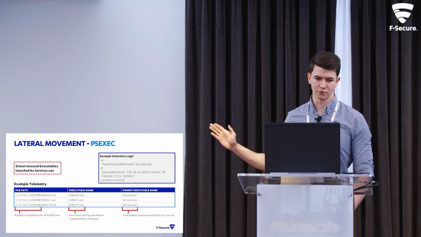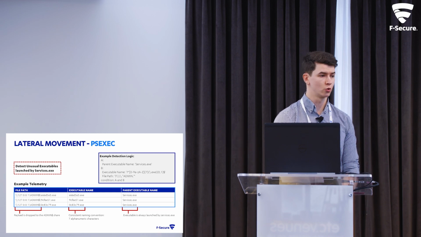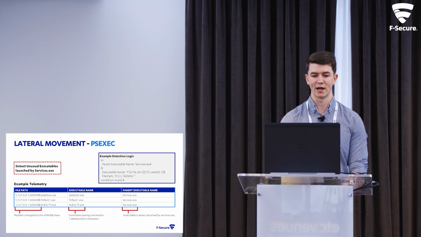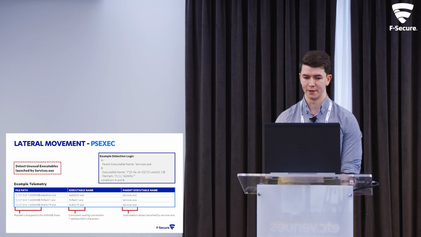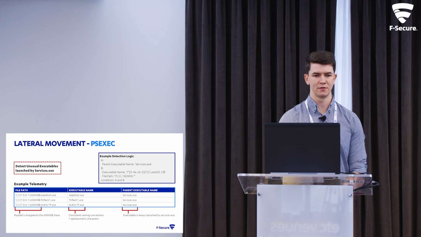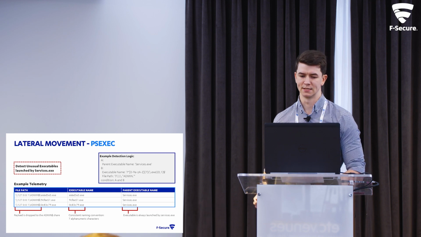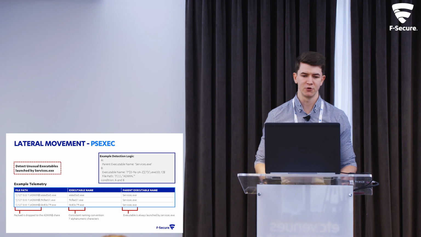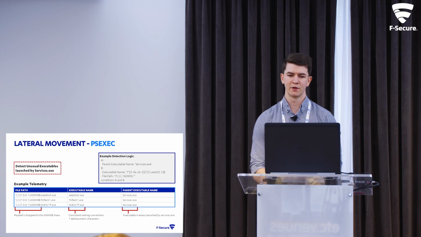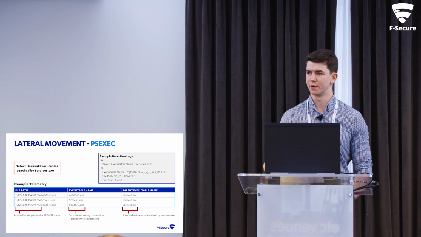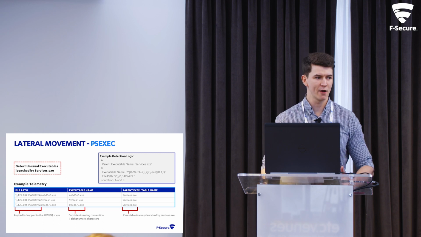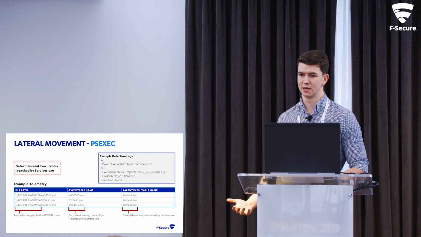So moving from left to right, we can see that the payload is always dropped to the top-level directory in the admin$ share. In the middle column, we can see that the naming convention of the executable file is always consistent. It's a 7-character alphanumeric executable. And then on the right, we know that it's going to be executed by a service, and therefore the parent process is going to be services.exe.